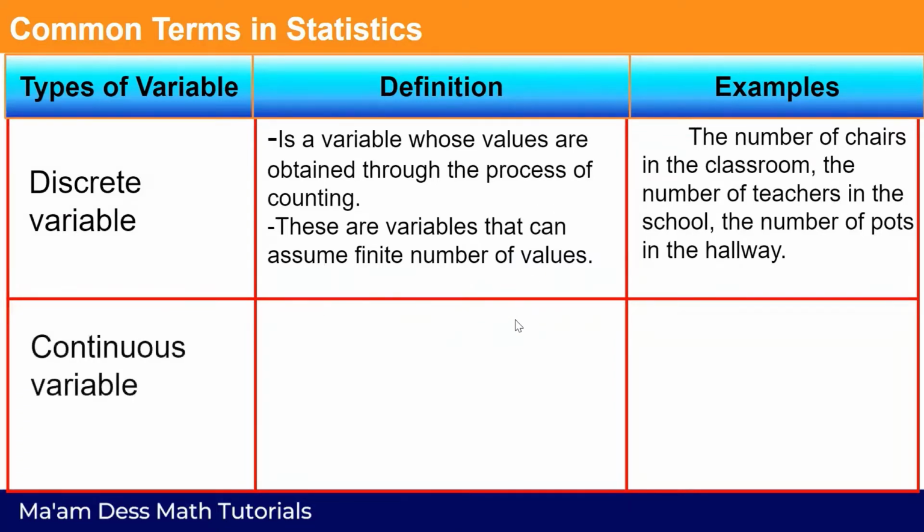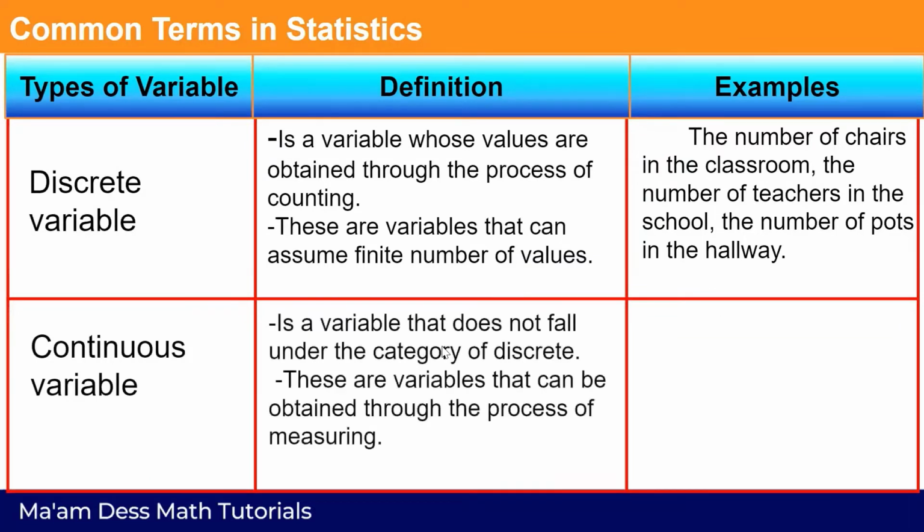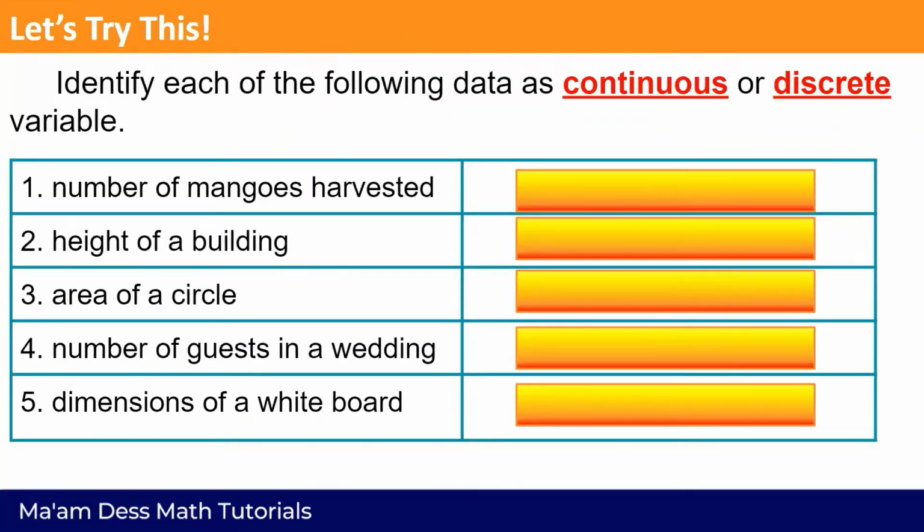Next, a continuous variable is a variable that does not fall under the category of discrete. These are variables that can be obtained through the process of measuring. Examples are height, weight, time, and temperature. So again, let us try this. Identify each of the following data as continuous or discrete variable. You can pause the video and then answer.